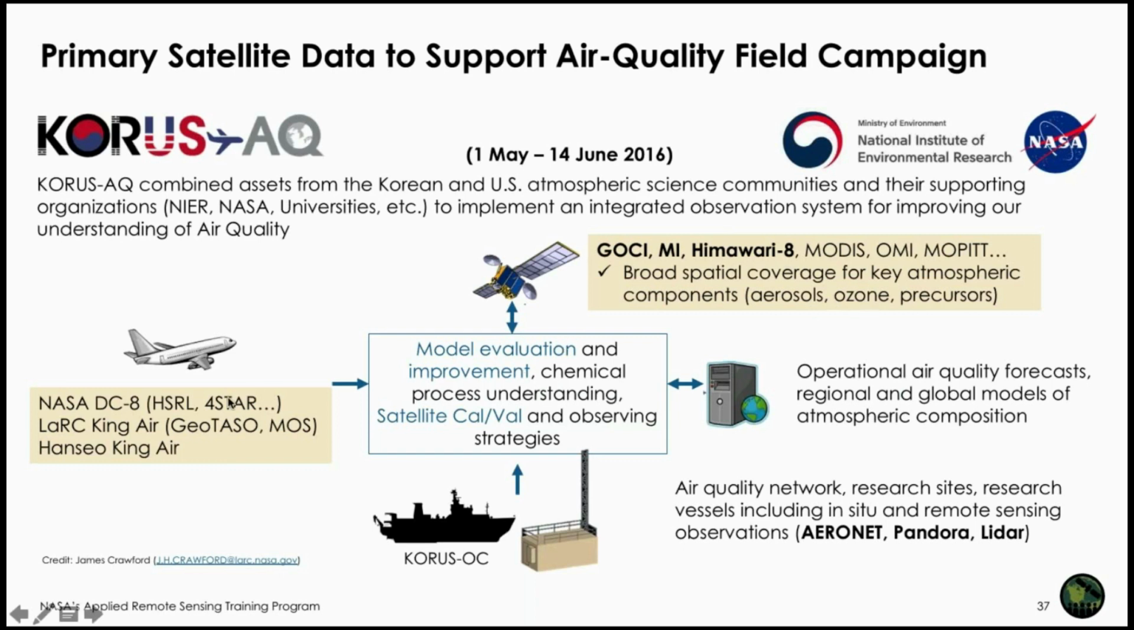And during this campaign, there were 3 aircraft measurements: NASA DC-8, Langley King Air, and Hanseo King Air. This airborne measurement can provide real sample data of the atmosphere. And simultaneously, several air quality models were run, and this satellite data is used as reference data to evaluate the several air quality models.